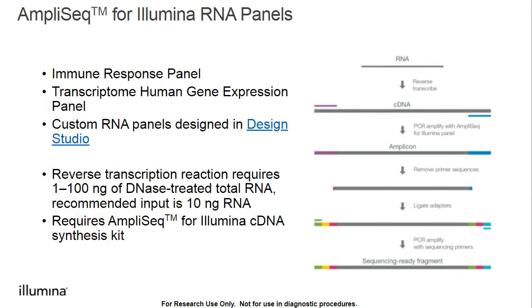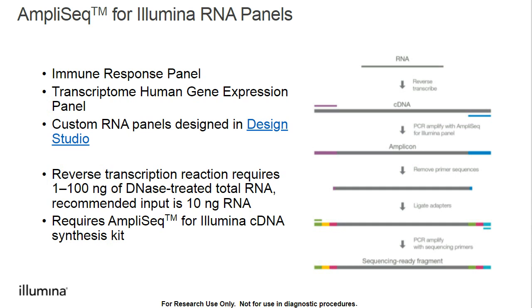So our AmpliCon options for RNA include AmpliSeq for Illumina RNA panels. Some of the popular RNA panels include the immune response panel, our transcriptome human gene expression panel, and then again, we have custom RNA panels in Design Studio. Just like for the DNA, we don't have any recommended input QC for these panels. We want to use 1 to 100 nanograms of DNase treated total RNA.